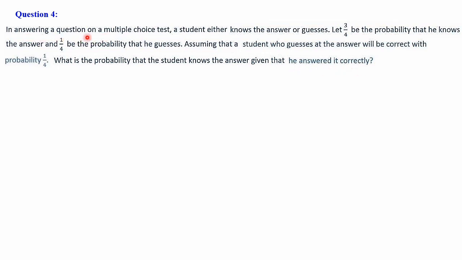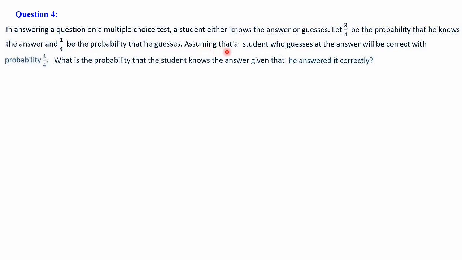While answering a multiple choice question, the student has two approaches. Either he knows the answer, in which case he will directly tell it, or if he doesn't know the answer, he will go for guessing. So there are two options, that means two events, E1 and E2. E1 is knows the answer, E2 is guesses. The probability is also given to you. The probability that he knows the answer is 3 by 4, so P of E1 is 3 by 4. And 1 by 4 is the probability that he guesses, so P of E2 is 1 by 4.